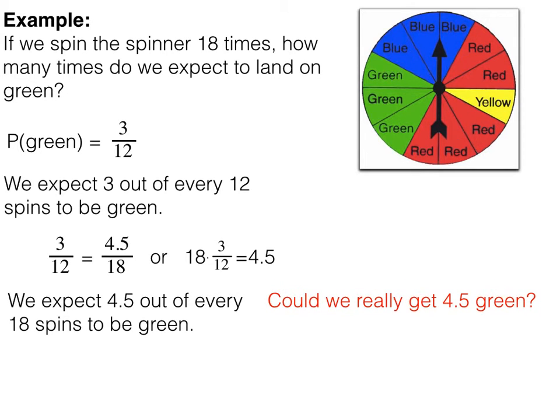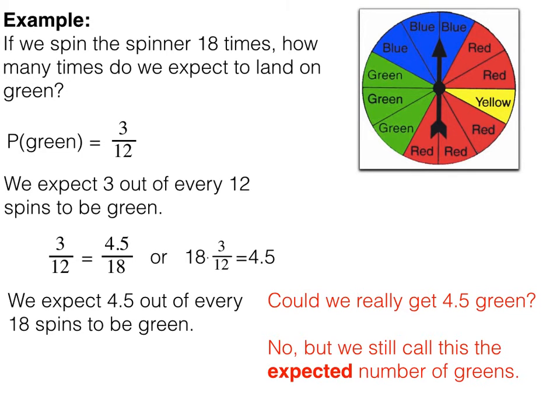But could we really get 4.5 green? No, we can't. But we still call this the expected number of greens because the expected number of outcomes refers to what is calculated by the probability, which might not necessarily be possible. But what it is, it's a target number. It tells us what to expect. We're somewhere around 4 or 5 greens is what we expect. The calculated expected number of outcomes is 4.5. You don't round it, you leave it.